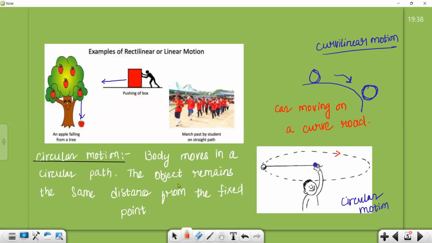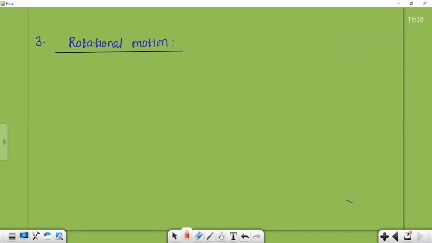In circular motion, the object remains at the same distance from the fixed point. Like the fan, there will be a motor in the center and the blades are moving, right? So in the case of rotational motion, the whole body moves about its own axis. Like the Earth, it moves around its own axis and it revolves around the sun.